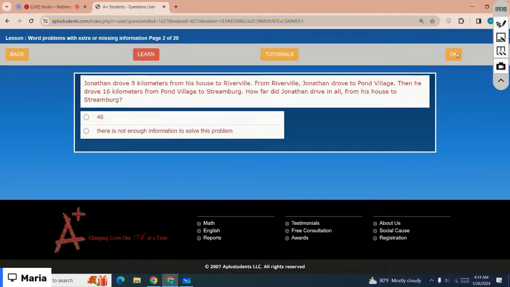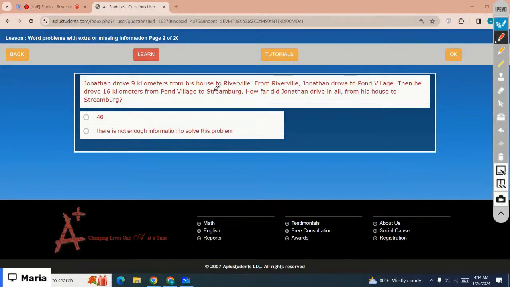Okay, so you are given that Jonathan drove 9 kilometers from house to Riverville, right? From Riverville, Jonathan drove to Pond Village. Then he drove 16 kilometers from Pond Village to Streamberg. So you're not given the distance from Riverville to Pond Village. This distance is not given.